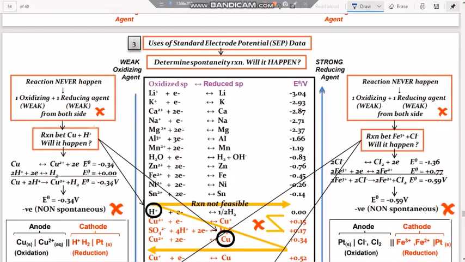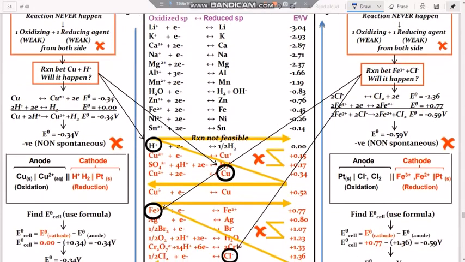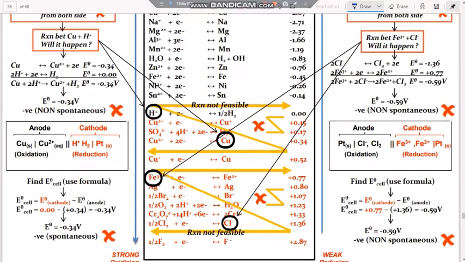Finally, if you see between copper and hydrogen electrodes, the copper electrode potential value, how we got the E cell is minus 0.34 volts. So this reaction is non-spontaneous.